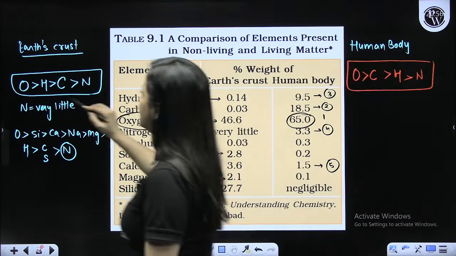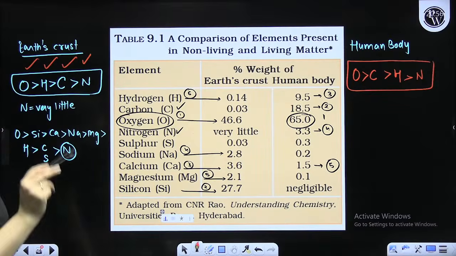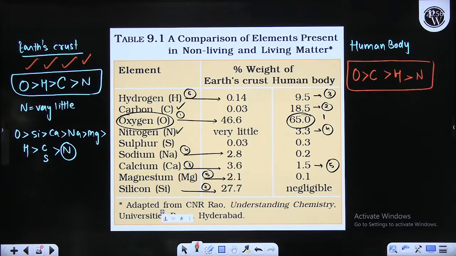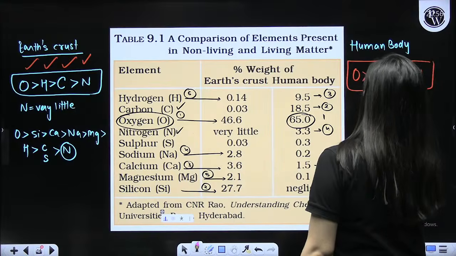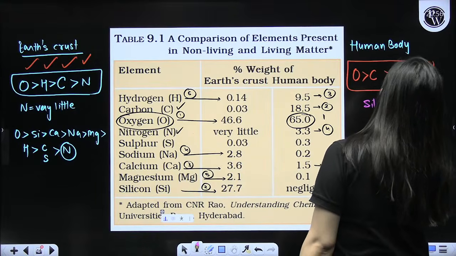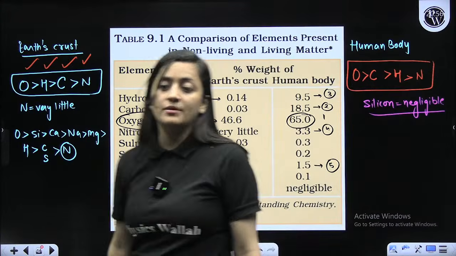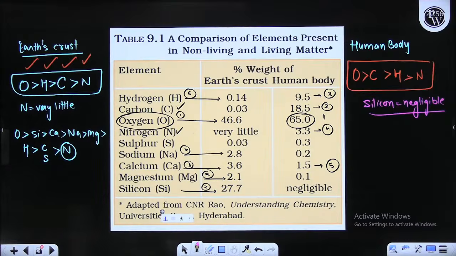So in the earth crust, it is oxygen, hydrogen, carbon and nitrogen as per this table. In the human body, it will be oxygen, carbon, hydrogen and then nitrogen. That's how you have to remember. And here silicon is there after oxygen in the earth crust, but in the human body, silicon is negligible. That's how we have to decode the tables as well. We are not supposed to miss that. Any doubts? Sure?